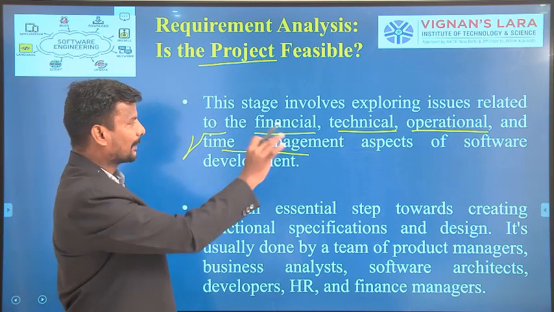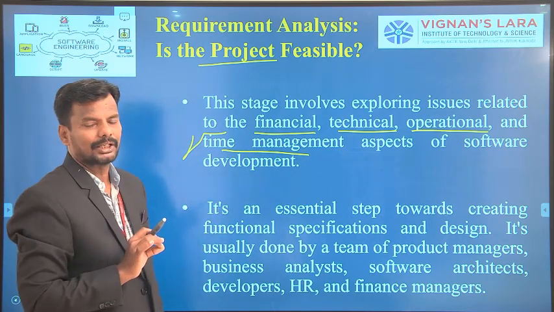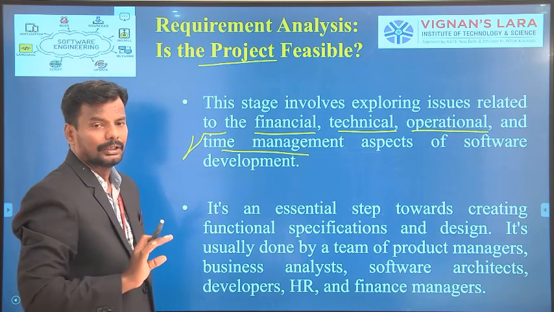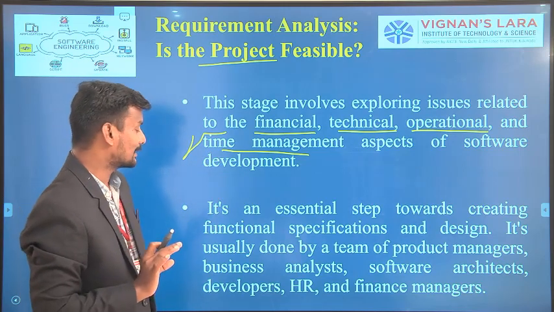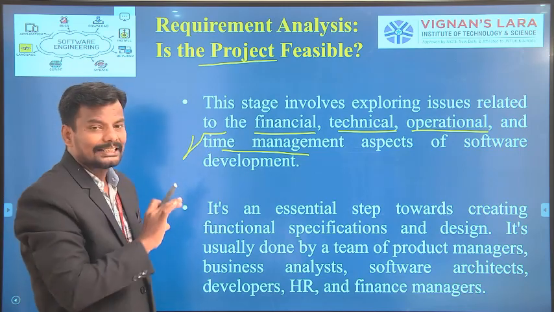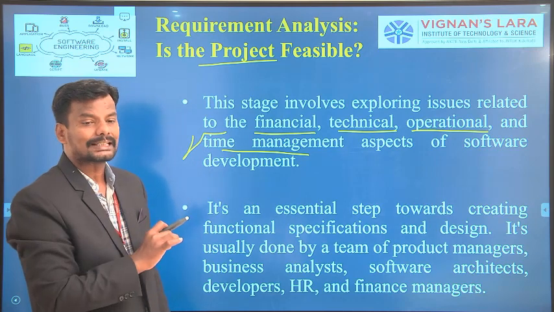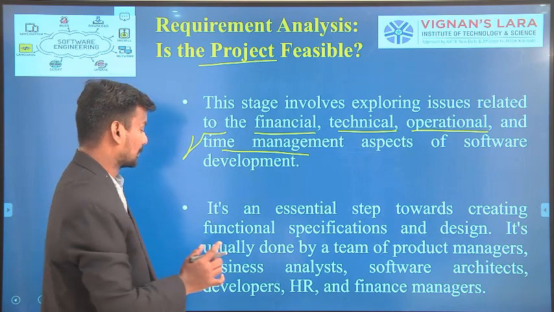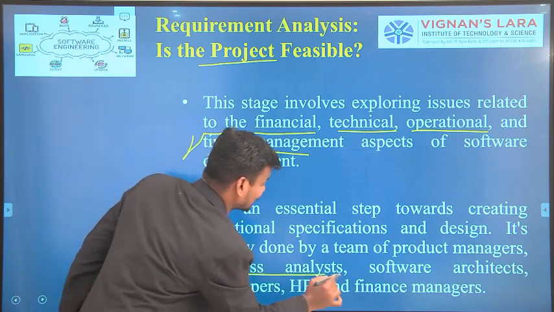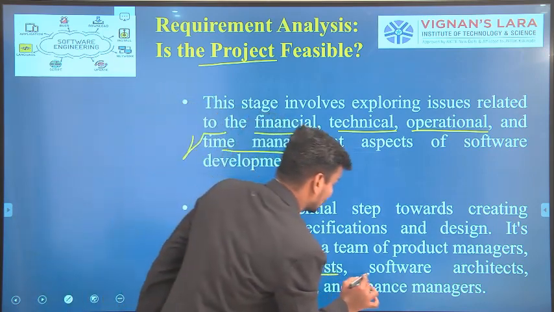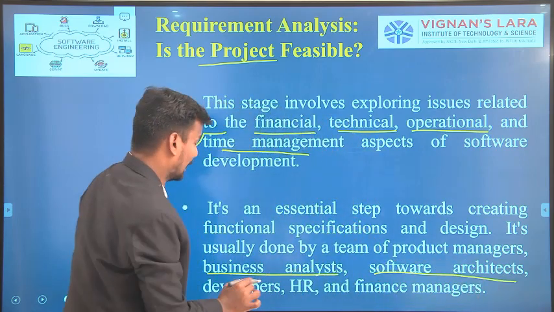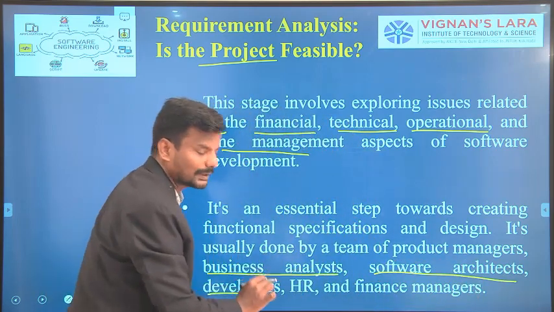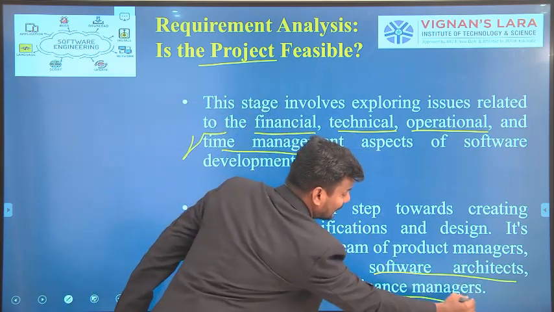Those things are the operational issues and time management issues, which we have to rectify during the analysis phase. In this analysis phase, who is involved? There are several people involved: the business analysts, the software architects, the software developers, HR people, and the financial managers.